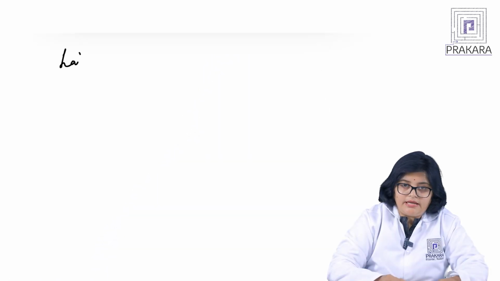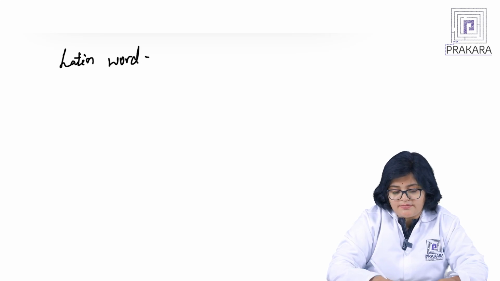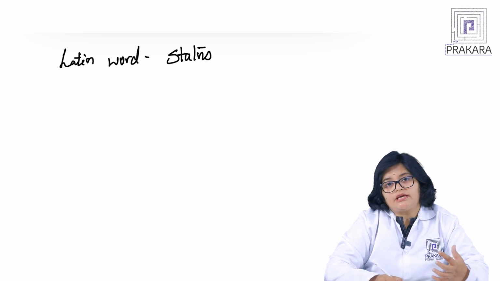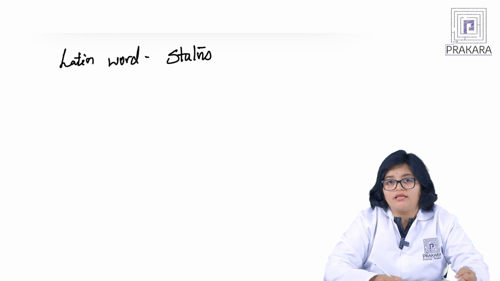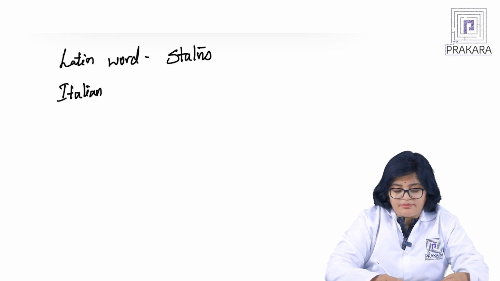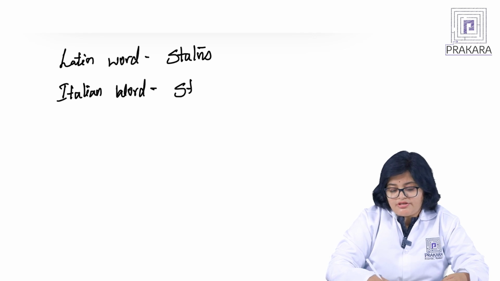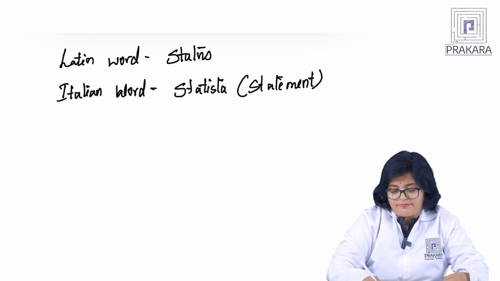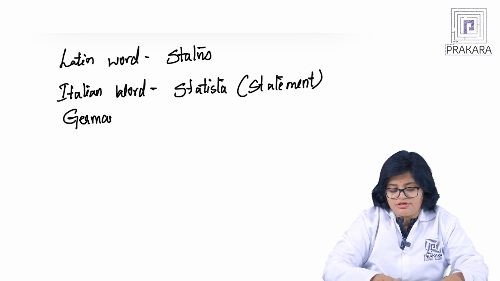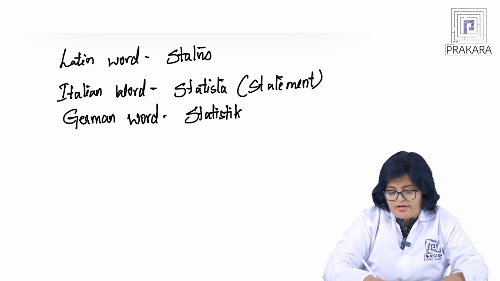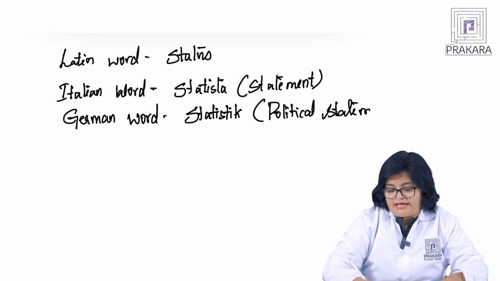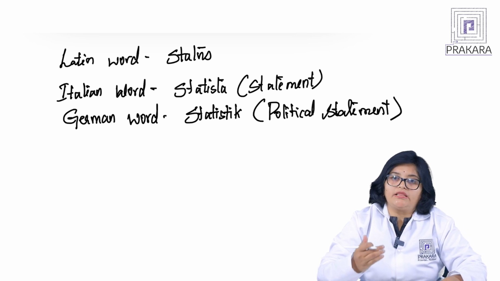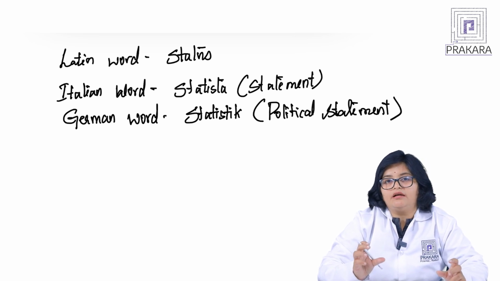Statistics is a term coined from a Latin word. The Latin word we have here is status. From this we got the term statistics, and there are also other languages from which we have drawn the word. That is the Italian word statista, which in English means a statement. It has also been derived from a German word, statistik, with a spelling change, which means a political statement. So by taking all these terms, statistics has been derived.